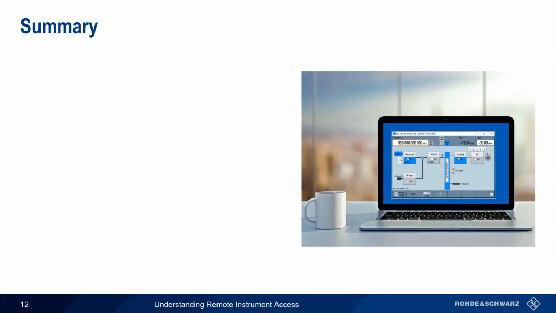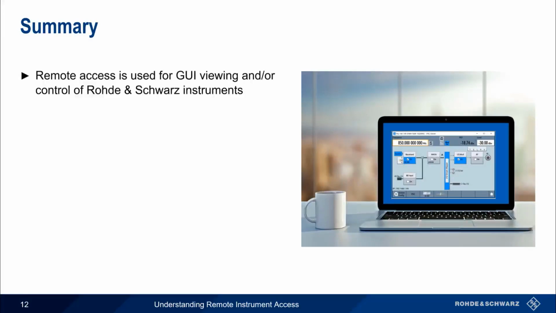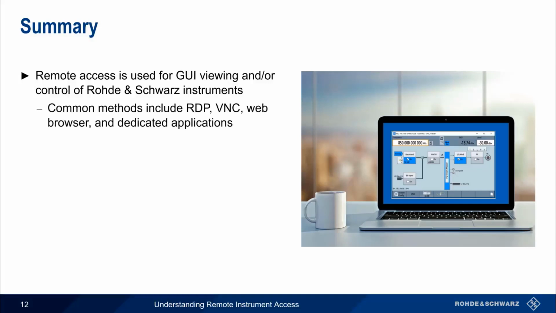Let's summarize what we've covered. Remote access most often refers to methods used to view and/or control an instrument without physical access to the instrument itself, for example, when working off-site, or when collaborating with geographically distributed coworkers. The most common methods for remote GUI access on Rohde Schwarz instruments include the Remote Desktop Protocol, VNC, web browsers, and/or dedicated remote access applications.